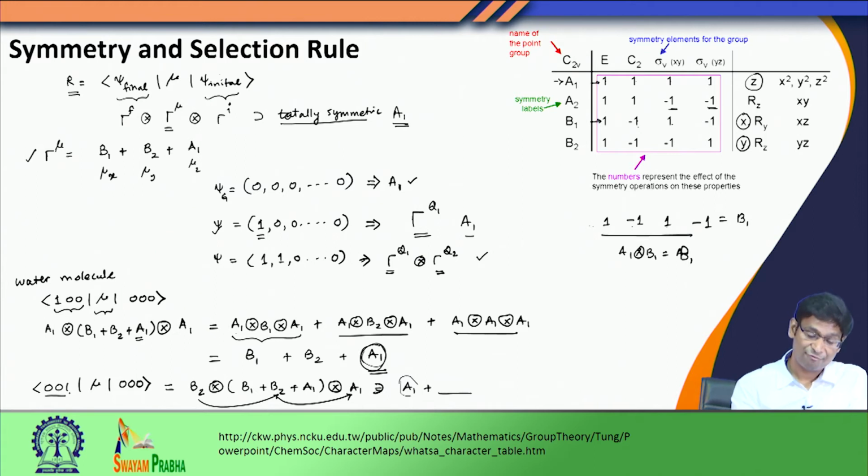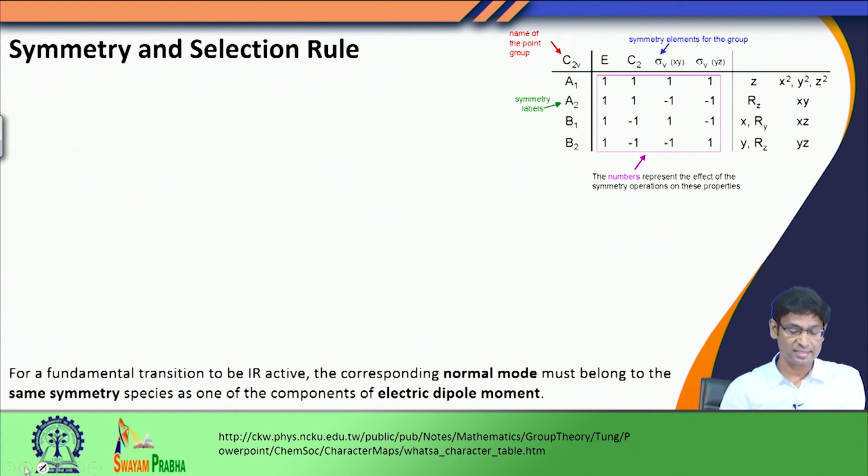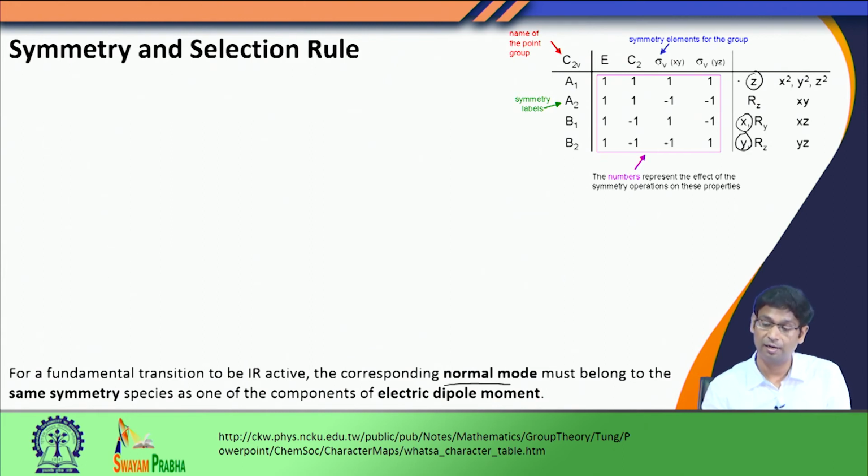So, therefore, if one of these electric dipole moment components contains the symmetry element that belongs to the mode that I am currently exciting, then only this will be IR active, otherwise this will not be IR active. We can have a general statement to that effect. It says that for a fundamental transition to be infrared active, the corresponding normal mode must belong to the same symmetry species as one of the components of the electric dipole moment. So, I can immediately find out the electric dipole moment representations. So, either B1 or B2 or A1.